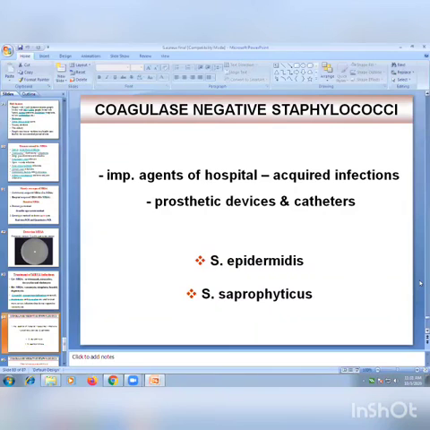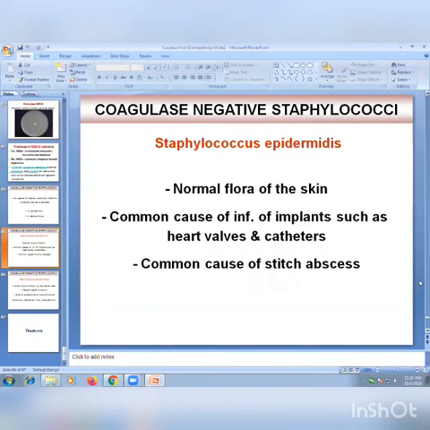The coagulase negative staphylococci are important agents of hospital acquired infection, of prosthetic devices and catheters. There are only two most important: S. epidermidis and S. saprophyticus. Staphylococcus epidermidis is normal flora of the skin and a common cause of infection of implants such as heart valves and catheters, and a common cause of stitch abscess.